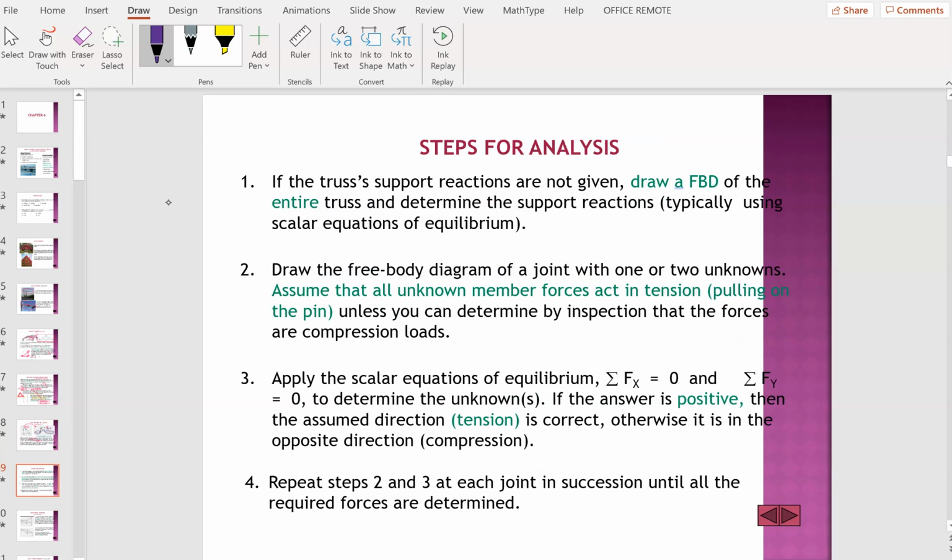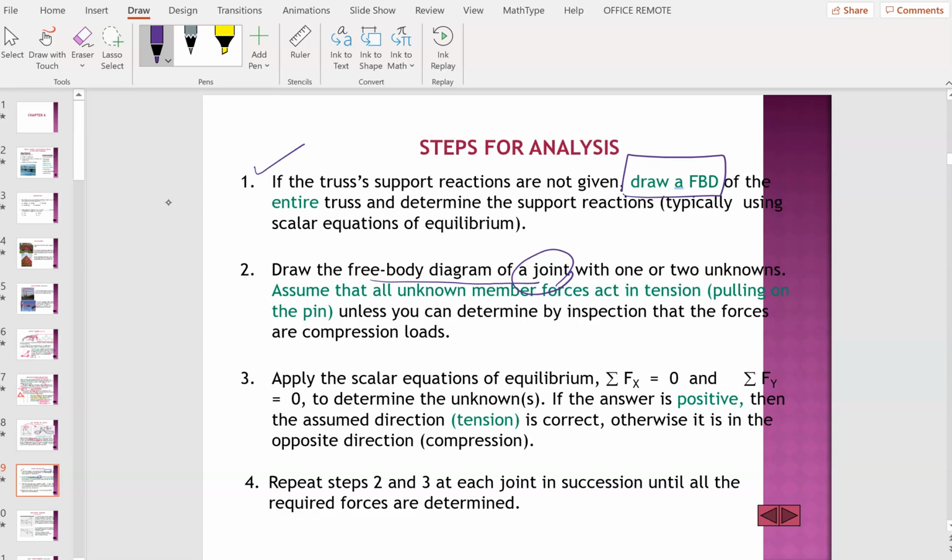Okay, so the steps for analysis. The first thing you should do, if the truss support reactions are not given, is draw a free body diagram of the entire truss. That's the most important. But remember, do not draw a big structure for every step; you have to go point to point. That was for the bigger structure. Next, you draw a free body diagram at the joint itself, just joint by joint.